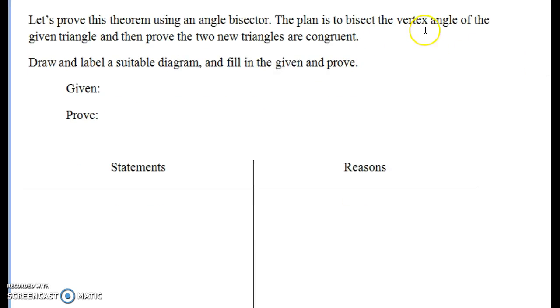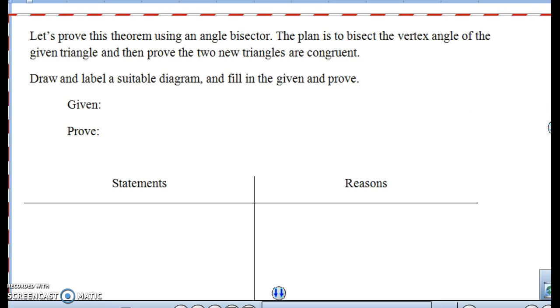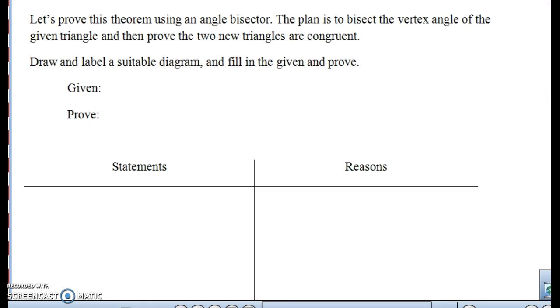The plan is to bisect the vertex angle of the given triangle and then prove the two new triangles are congruent. So now that we know how to prove triangles, let's see if we can come up with a way to prove that the base angles are congruent. So first of all, we need a triangle. So our given value is that we are going to have an isosceles triangle.